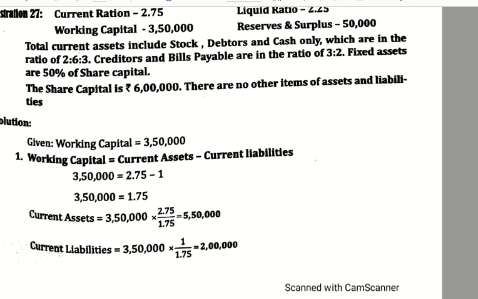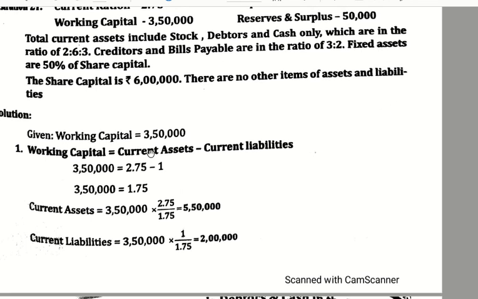surplus. So total current assets include stock, debtors and cash only, which are in the ratio of 2:6:3. Creditors and bills payable are in the ratio of 3:2. Fixed assets are 50% of share capital. The share capital is 6 lakh. There are no items of assets and liabilities given. Okay, they're telling in the question there are no items of assets and liabilities.